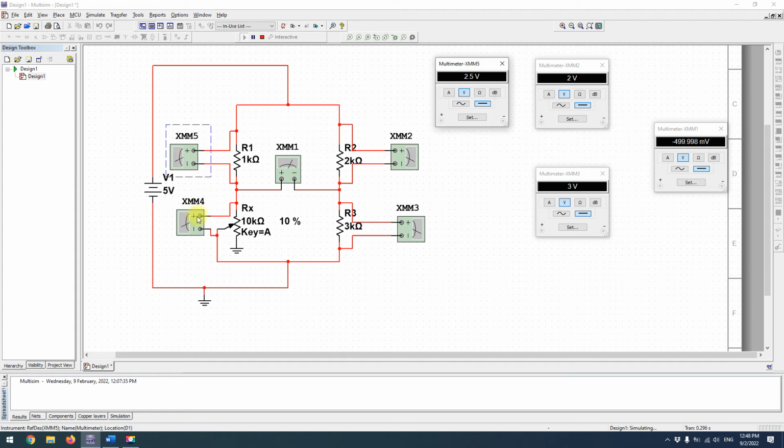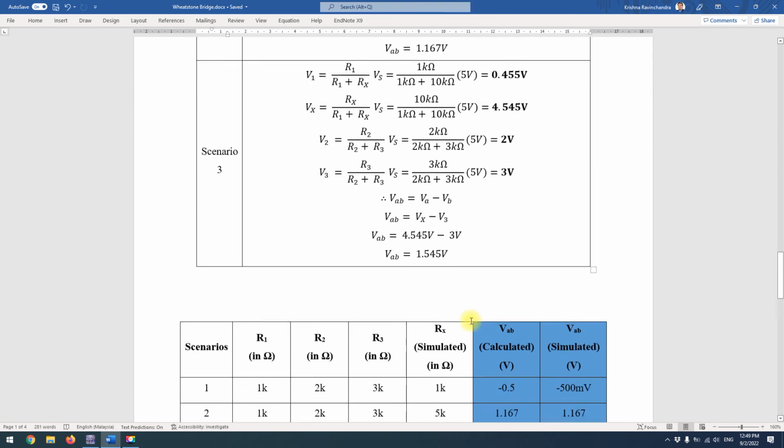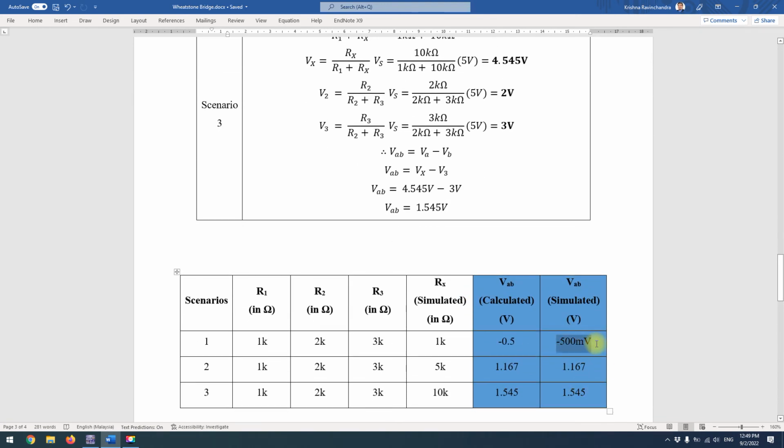Oh, sorry. Yeah, so you see, positive, positive, positive, positive. You're getting negative because we're taking 2.5 volts as the point Vx minus the point at V3, right? So it's 3 volts. So 2.5 minus 3, you get negative 499.998 millivolt, so it is actually 500 millivolt. So as you can see, negative 500 millivolt.